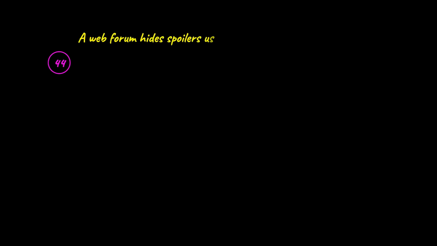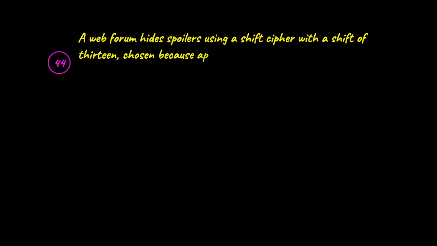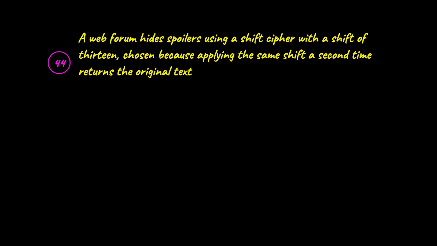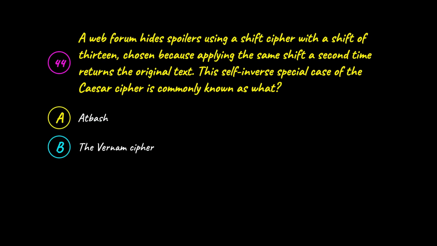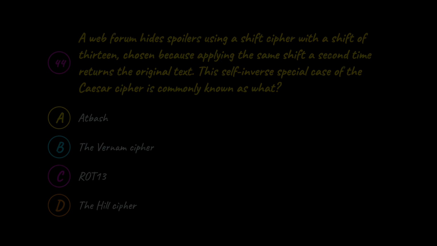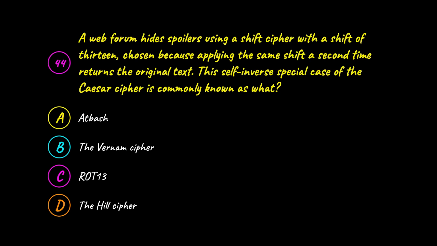Question 44. A web forum hides spoilers using a shift cipher with a shift of 13, chosen because applying the same shift a second time returns the original text. This self-inverse special case of the Caesar cipher is commonly known as what? Your options are A, Atbash, B, the Vernam cipher, C, ROT13, D, the Hill cipher. What's your answer? Commit to one before I continue.